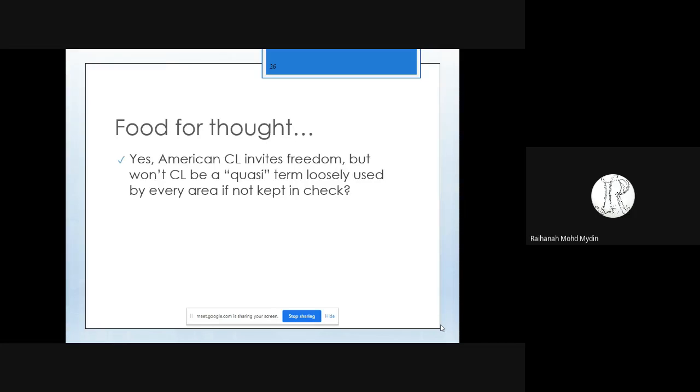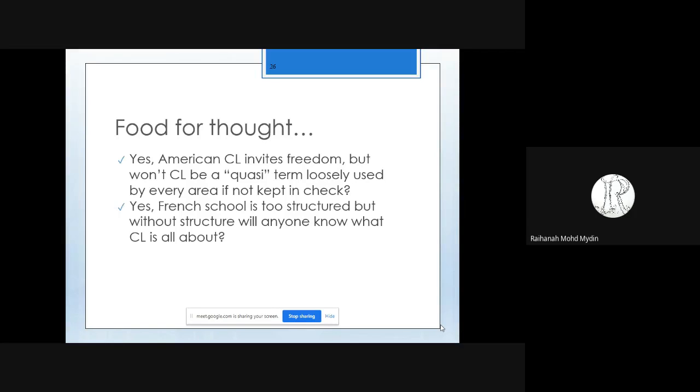But however, if it becomes too free and too loose, wouldn't comparative literature lose its focus or even emphasis as a discipline? All the same, yes, French school is too structured, but without structure, will anyone know what comparative literature is all about? So I'm just giving you food for thought, to argue the case a little bit. I'm not for or against any approach.